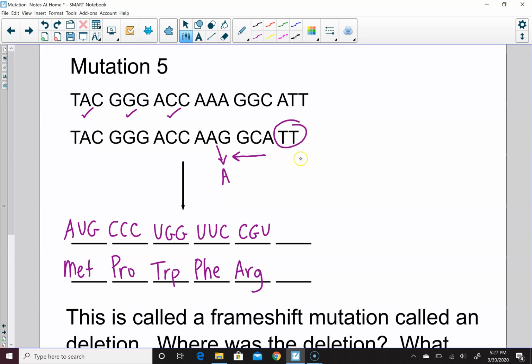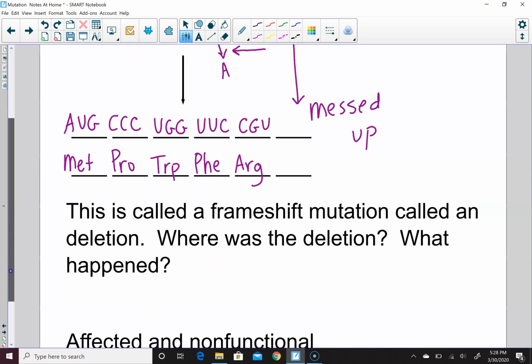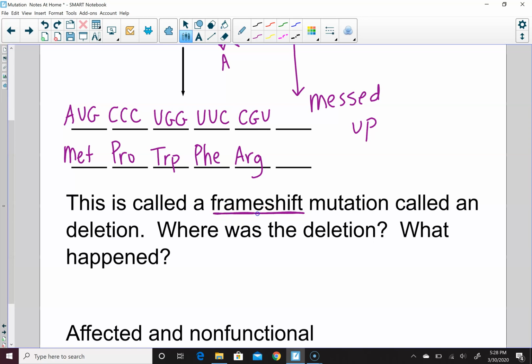Now we got a problem. There's only two there, so now I got a real problem. Everything's all messed up. Because I ran out of bases, I ran out of amino acids, everything's screwed up. So once again, this is called a frame shift mutation, where in this case, I had a deletion, and you saw that I lost the letter A. What happened? Once again, everybody shifted to the left this time. Now we're too short. Wrong order, too short, definitely affected, definitely non-functional.